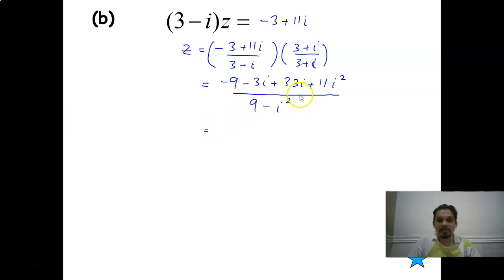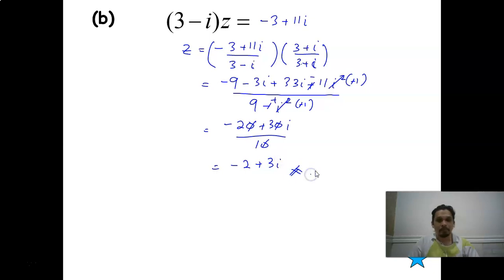Then i squared is negative 1, so negative times positive, negative, so negative 9 minus 11, negative 20, 33 minus 3 plus 30i divided by, and i squared is negative 1, negative times negative become positive, 9 plus 1 equal to 10. So divide by 10 each, and you come up with negative 2 plus 3i. There you go.